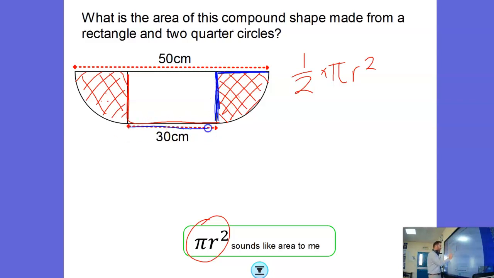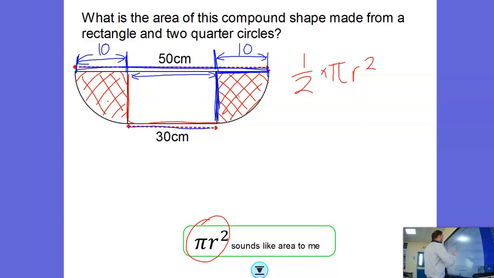Well, we know that this is 30, we know that this is 50, and so these two pieces on the end here, this bit and this bit, they must add up to 20. If the total length across there is 50, and this bit is 30, I've got 20 left over, so it's going to be 10 and 10. So my radius is 10.